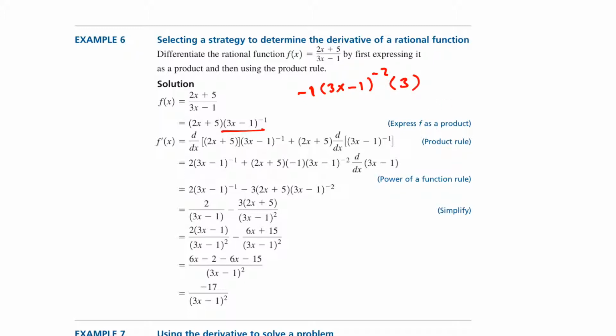If we apply the product rule, this derivative would be 2 times 3x minus 1 to the power of negative 1 plus 2x plus 5 times negative 1, 3x minus 1 to the power of negative 2 times 3. Then we convert the negative exponents to positive and take the common denominator and simplify it.